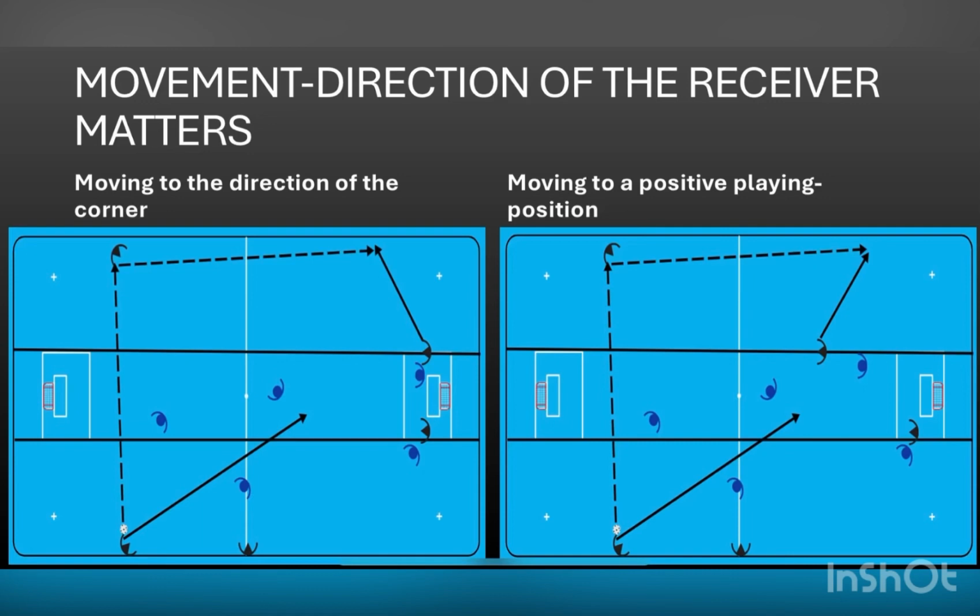Which is quite the opposite, comparing to the right-hand side picture, because there you can see the player's movement direction and the motion is going towards the corner, which means that he or she has to turn with the ball to get a positive playing position and direction from there. So the movement is going towards the corner, and you will almost never be able to do anything that contributes to scoring if you are moving towards the corner.